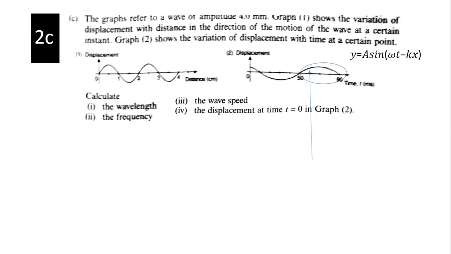The graph refers to a wave of amplitude 4 cm. Graph 1 shows the variation of displacement with distance in the direction of motion of the wave at a certain instant. Graph 2 shows the variation of displacement with time at a certain point. Okay, how to calculate the wavelength for the first one? What is the wavelength?